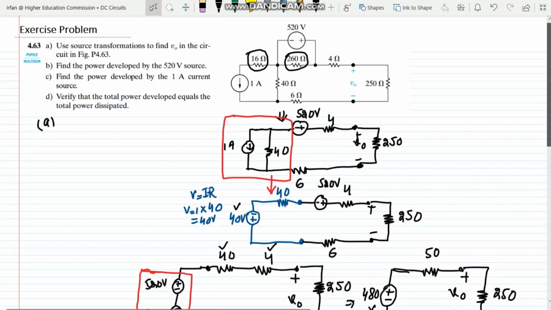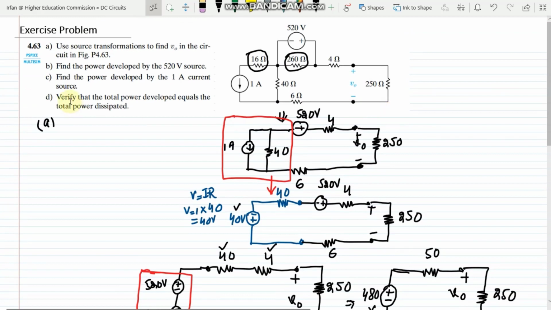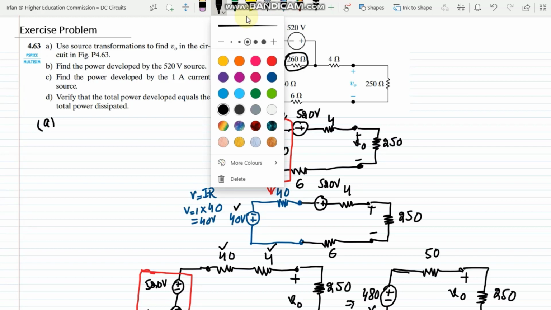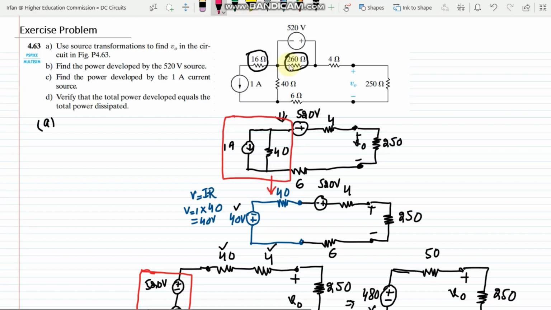So now let me proceed and see what it is asking us to find more. In part B of this question, it is asking us to find the power which is developed by this 520 volt source. In order to find the power delivered by this source, let me change the color here. I can see that the value of this V naught, as I have found out, is 400 volts. Okay, so that is the voltage here.